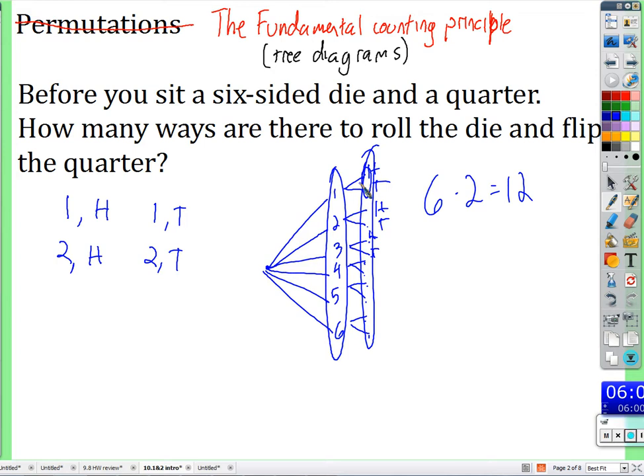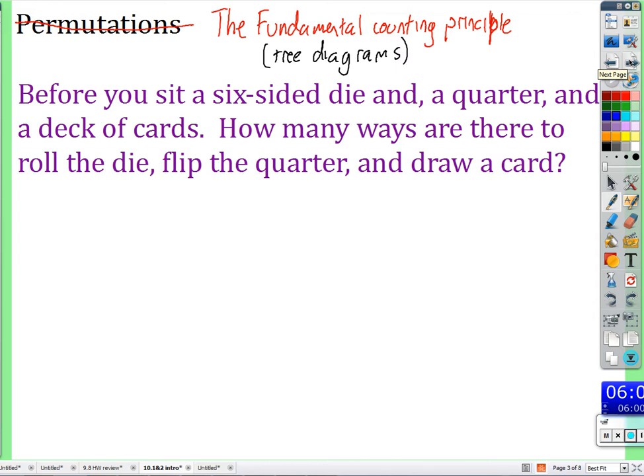Okay, so let's change it up a little bit. Instead of just those two things, there's a 6-sided die, a quarter, and a deck of cards. Without shouting it out, give everybody a chance to work individually and see if you can figure out how many ways there are to roll a die, flip a coin, and then pick a single card out of a deck of cards. How many cards are in a deck of cards? 52, just in case you didn't know.